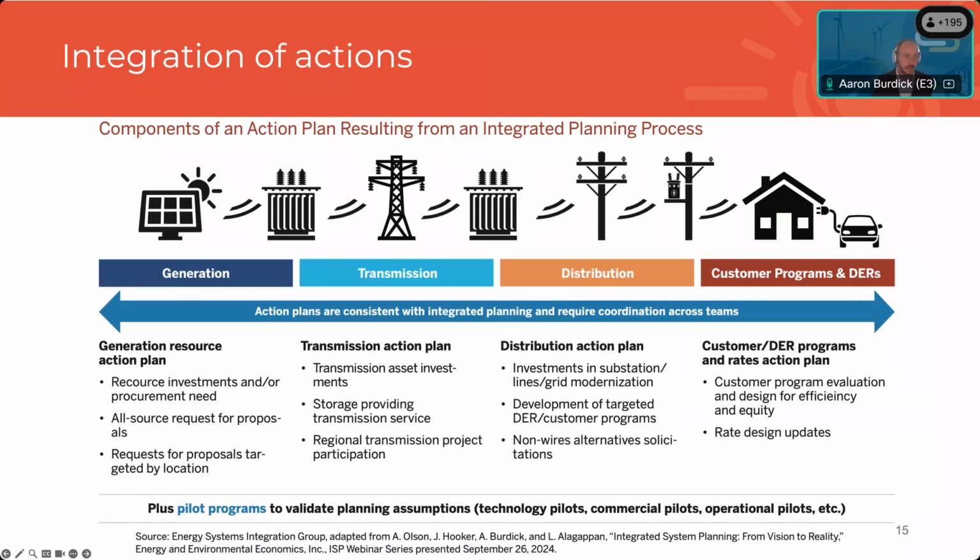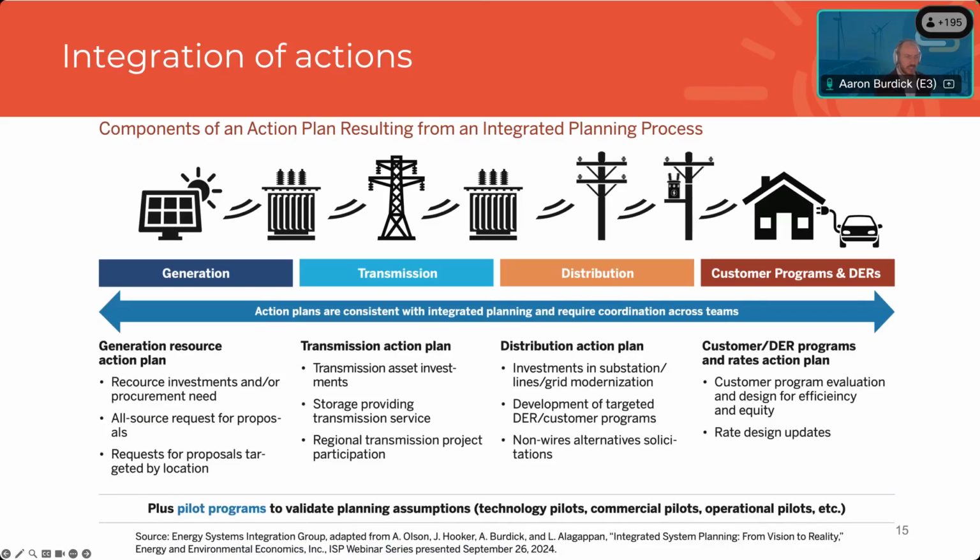So the third pillar of the framework, integration of actions. This is a figure from the paper here showing how out of your planning process come a series of action plans. Those could be individual within each planning domain. You could have an integrated action plan across all of them.